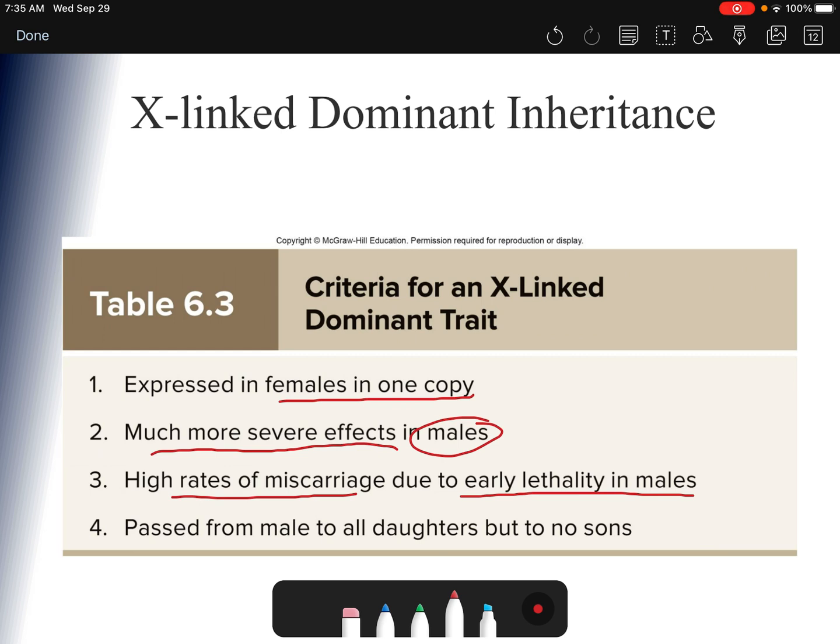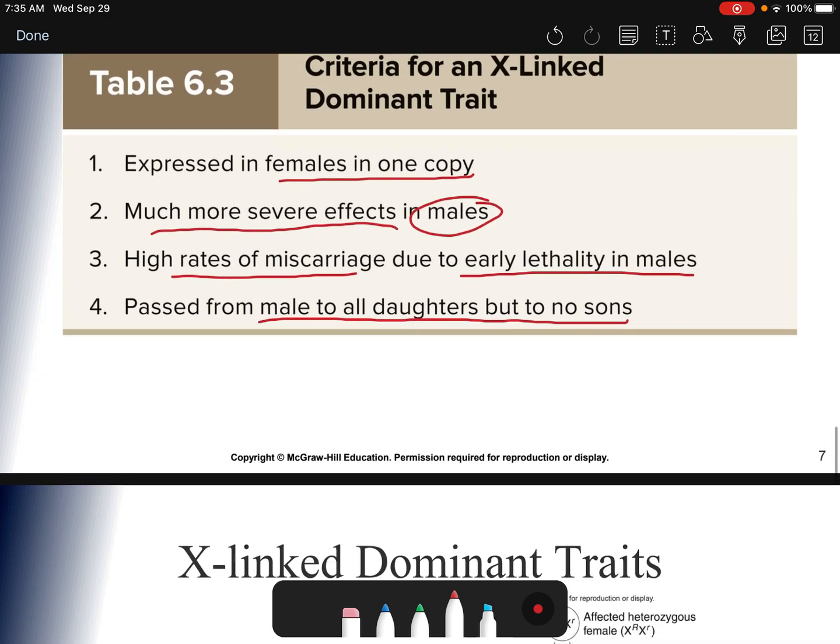And then this is passed from a male to all daughters, but not to any sons. Why is that? Remember, dads pass on their X chromosome to their daughters. They pass on their Y to their sons. So males cannot pass on an X-linked trait to sons. Earlier in autosomal, we said there's male-to-male transmission. Well, in X-linked traits, there's no male-to-male transmission. Dads can't pass on the trait to their sons. They can pass it on to their daughters, however.